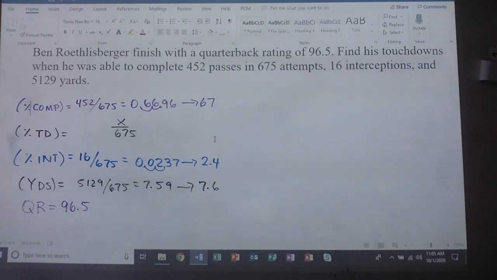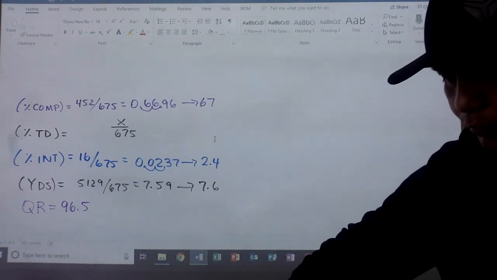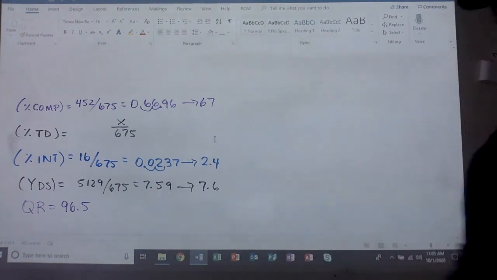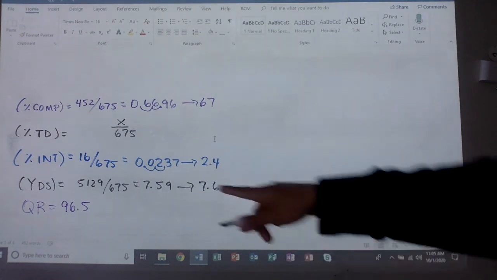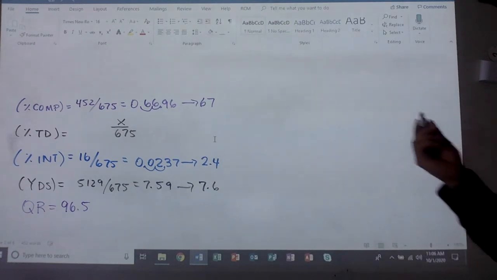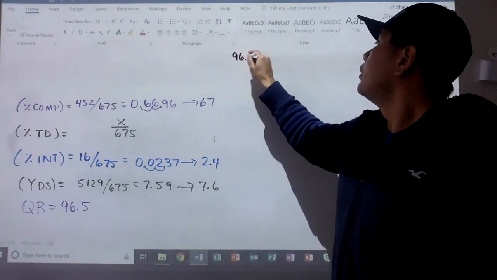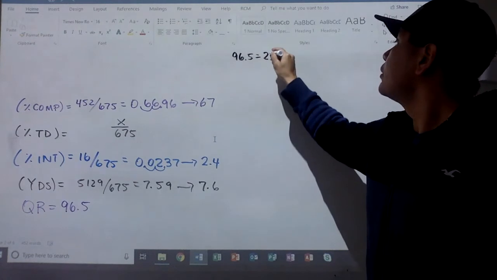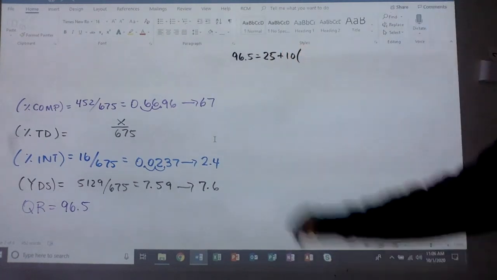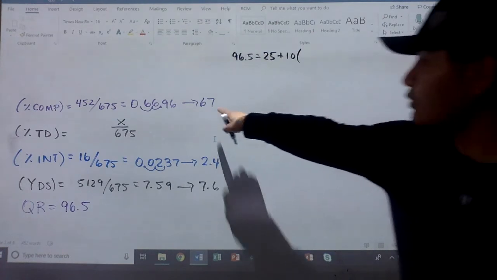Now it's order, see if I can use the formula. So I'm going to go on the other side. Let me scroll up because I'm going to need space. Quarterback rating. In my other formula, I started with QR, so now I got to start with the same thing, but this time it's a number. 96.5. 25. Plus 10. My first answer.